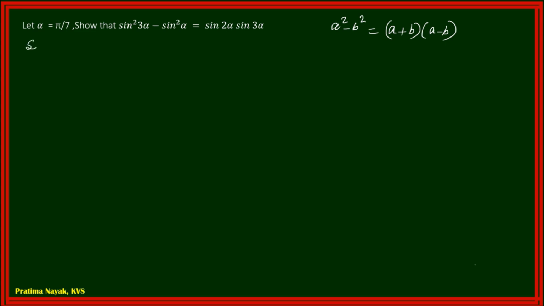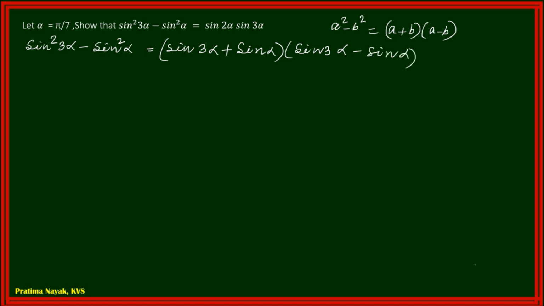So when I write sine square 3 alpha, this is the same as sine 3 alpha whole square, and this is sine alpha square. So this can be written as sine 3 alpha plus sine alpha, whole into sine 3 alpha minus sine alpha. In the next line, I'm writing all LHS.